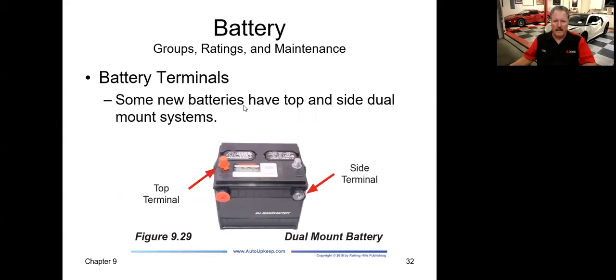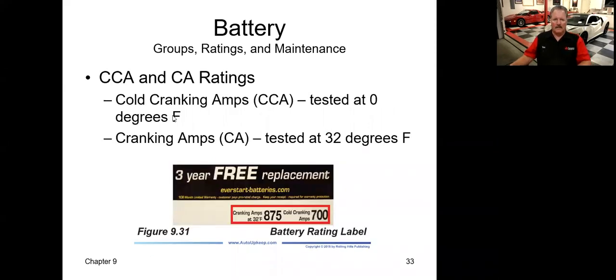Battery terminals. Some battery terminals have top and side mount systems. You buy a new battery now and you've got an option of putting regular cables on there or the side terminal cables on there. A fully charged battery, of course, is going to have about 12.6 volts, all right?